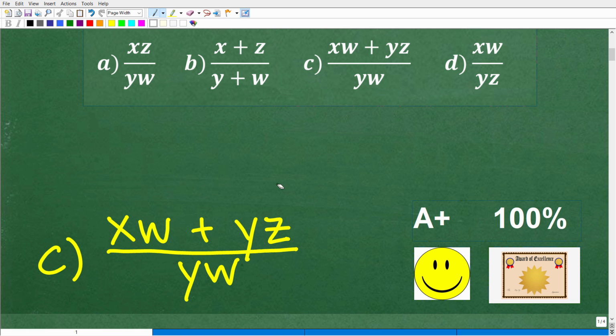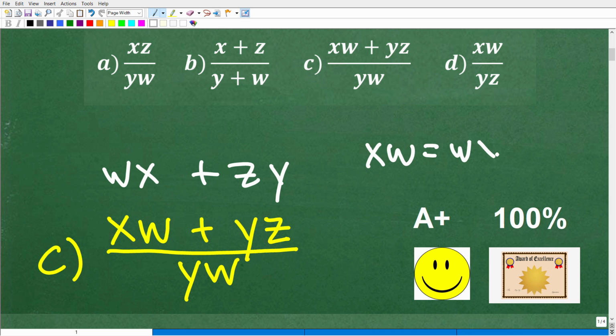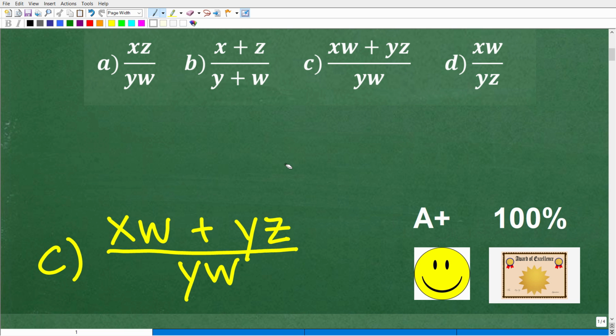Now, some of you out there may have the right answer, but you just have these variables in a different order. So instead of xw, you may have wx plus, instead of yz, maybe zy. That's perfectly fine. In algebra, xw is equal to wx. Basically, you're just multiplying these two variables together, these two numbers. So the order doesn't really make a difference. So just check your answer to make sure that, in fact, you very well could have the right answer. You're just not seeing it here.